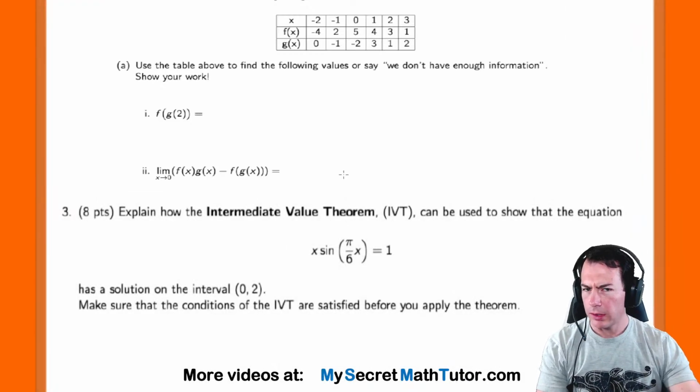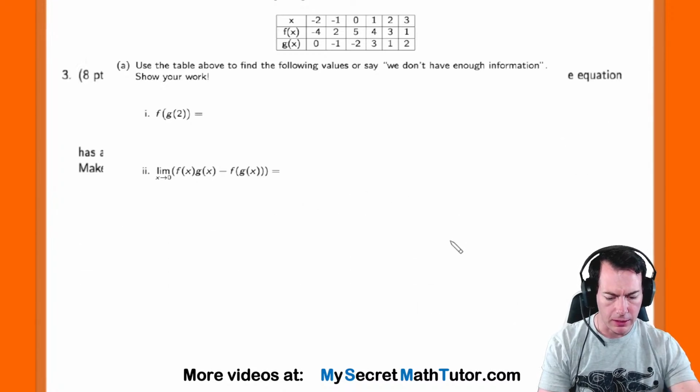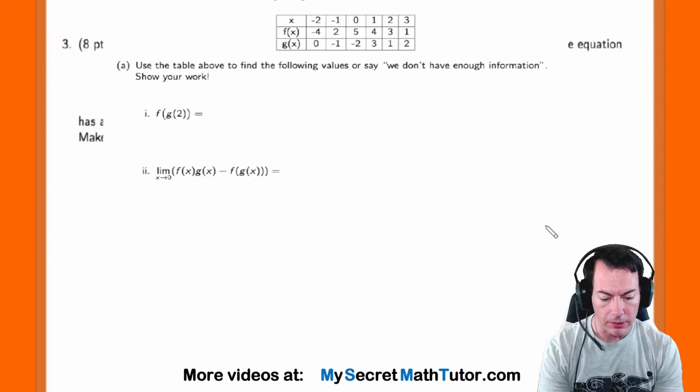All right, so this one doesn't look like there's anything to look at in terms of a graph, so let's get that off there. And this one looks like it is talking about the intermediate value theorem in general.